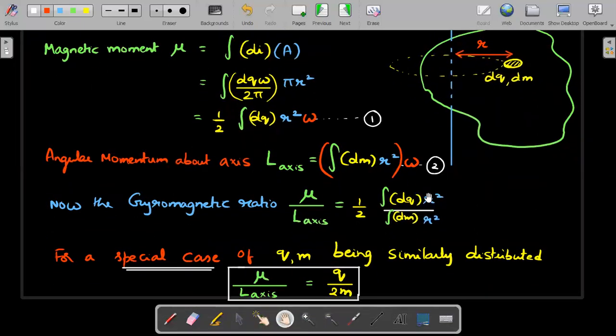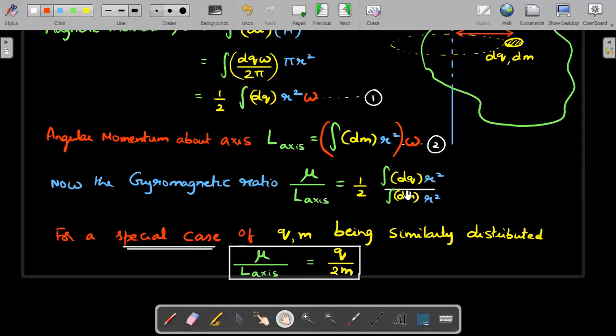Generally you cannot write any special ratio for this, but in some situations where it is mentioned that the charge and mass are similarly distributed around that particular body, the integrations mathematically will cancel out and give you net charge by net mass. Because there is a half, you get this famous ratio, which is mu by L axis equal to Q by 2m, which is a very important result.